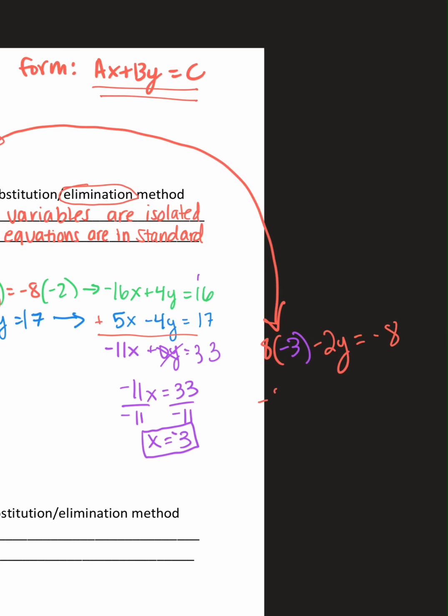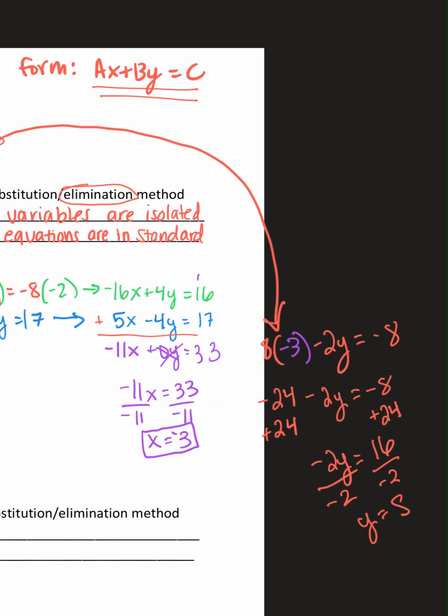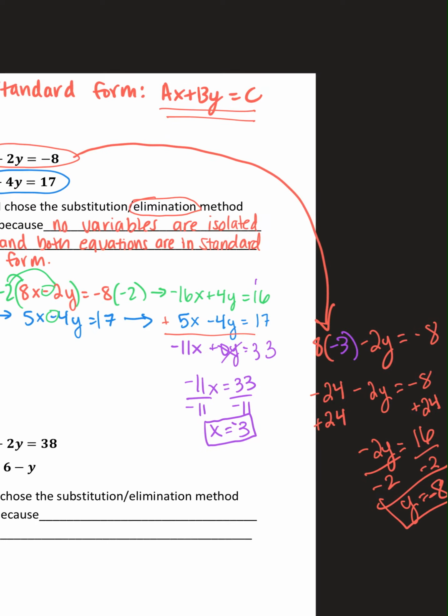8 times negative 3 is negative 24. Minus 2y equals negative 8. Opposite of a negative is adding, so we're going to add 24 on either side. And I get negative 2y equals 16. Let's divide both sides by negative 2. And I get y equals negative 8. So that means my answer in an ordered pair is negative 3, comma, negative 8.